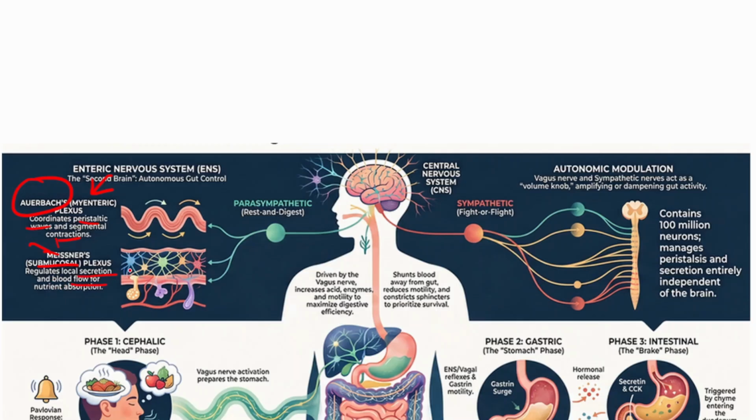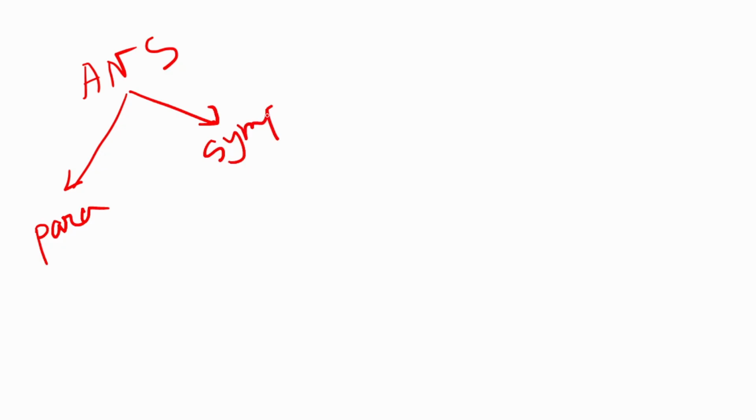If you cut the vagus nerve of an experimental animal, the animal's gut continues to produce peristaltic waves. The ENS handled that independently. What the vagus nerve does is modulate the ENS, amplifying or dampening its activity depending on the body's overall state. After we are done with the enteric nervous system, we pivot to the autonomic nervous system. The autonomic modulation is divided into the parasympathetic and sympathetic nervous systems.